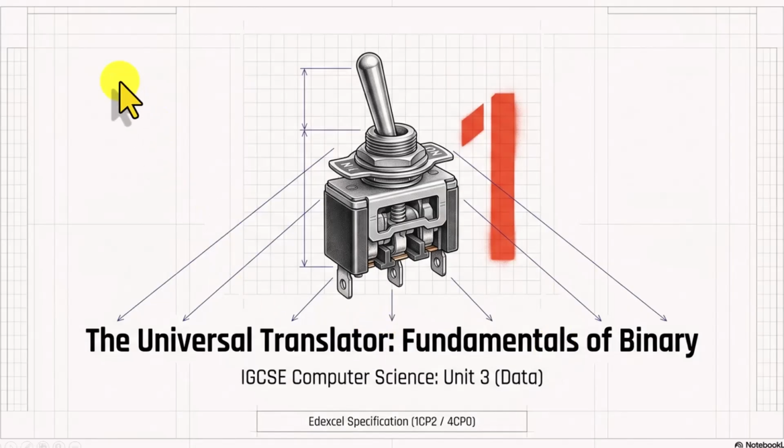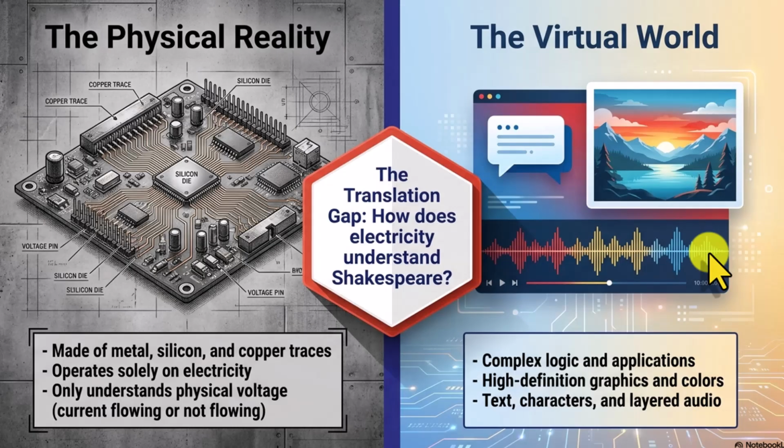Welcome to the first video of a new chapter. This is the data chapter, and in this chapter we are going to discuss how information is translated to the system a computer understands. So that is the universal translator: fundamentals of binary. We know a computer works with binary. So, how does everything work?